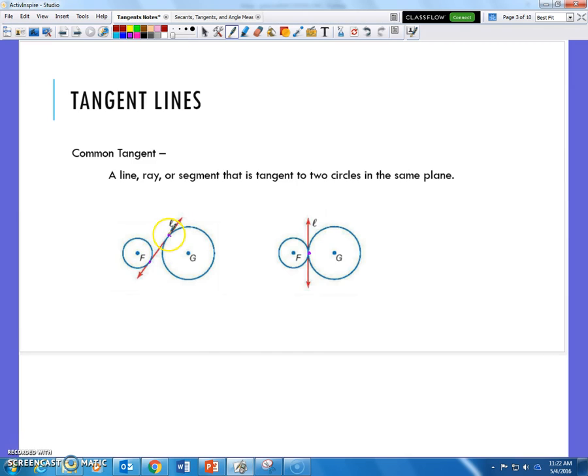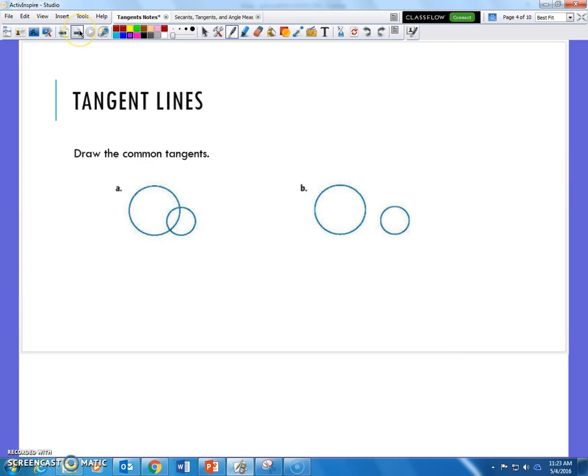Looks like line L is a common tangent to F and G. If I drew one this way and it was tangent right there and right there, that would also be a common tangent line. Or on this one, we could do this guy. It could be a common tangent line. Or that one. So there's a lot of different ways to do it. As long as it is tangent to both circles, then we call it a common tangent line.